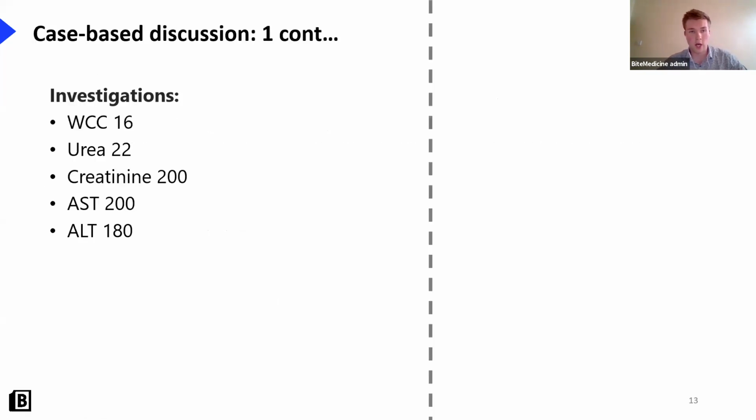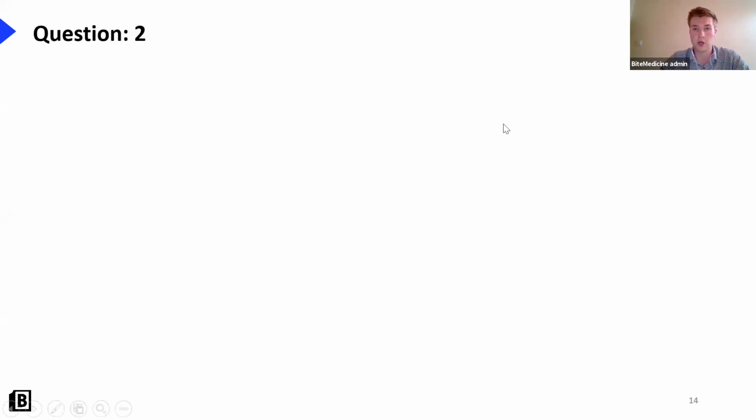So I would just like you to take a little note of these investigations. It may be useful later on. So our gentleman has white cells of 16, which is raised in his case. Anything above 11 we'd be worried about. Urea of 22, that's definitely alarming. Creatinine of 200, again, not great. And those are his LFTs, his AST and ALT, or collectively the transaminases, both of which are raised. So bearing those in mind, we're now going to go to question 2.